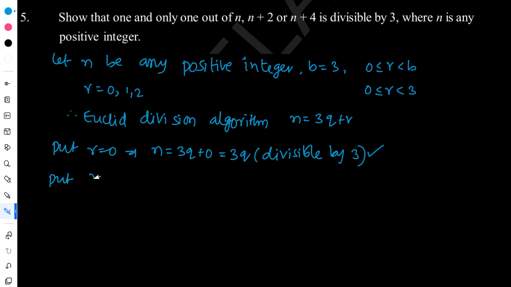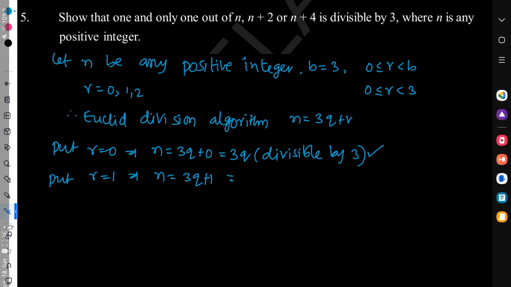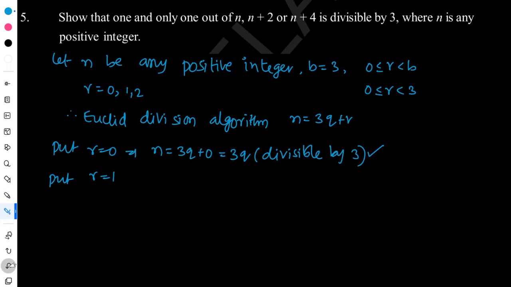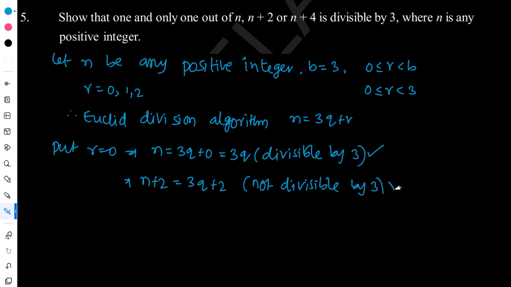Now put r equals 1: n equals 3q plus 1. Don't take only this number, take n plus 2 as well. Now put r equals 0, and take n plus 2 value. n plus 2 means 3q plus 2. So it is not divisible by 3. Okay, this is not divisible by 3.